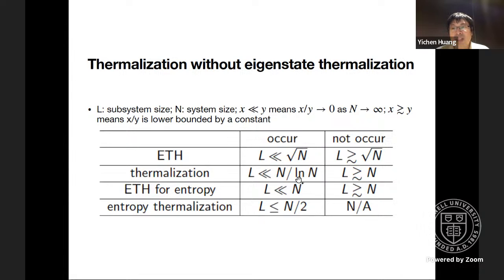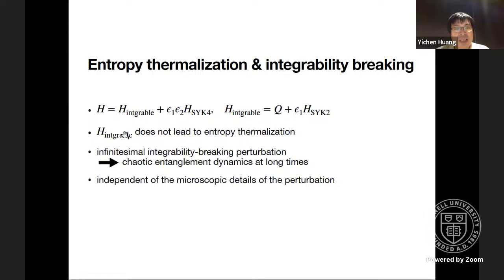One intuitive way of understanding why we have thermalization without ETH is from the Hamiltonian. We can see that our Hamiltonian is integral plus some infinitesimal perturbation. If you look at the static property, that is the property of eigenstates, then this infinitesimal perturbation only affects the eigenstates in an infinitesimal way that can be neglected. Because the SYK2 model has fermion number conservation Q, when you talk about eigenstates, Q doesn't have any effects.